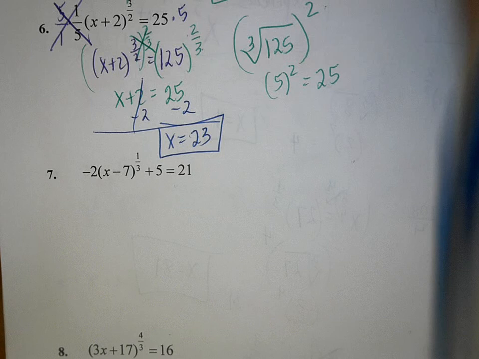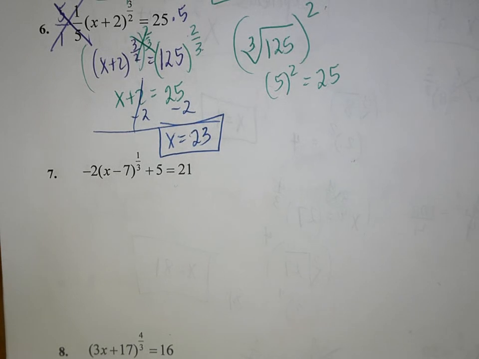Do you think you guys could try 7 on your own? Okay. When you get it, show me your answers on your whiteboards. I'll be walking around as well. But what would be the first step you take on this one? Good, subtract 5 is correct. I did not get that answer for this one.